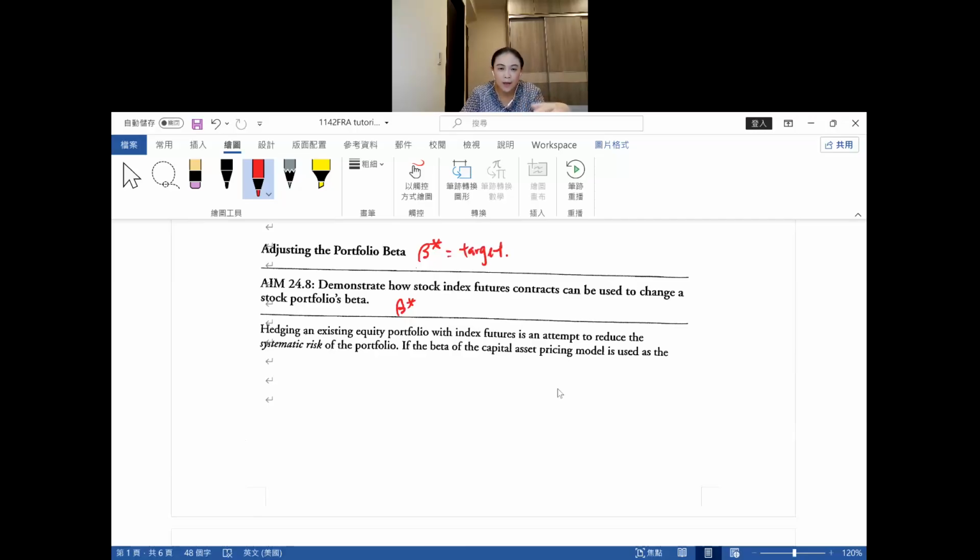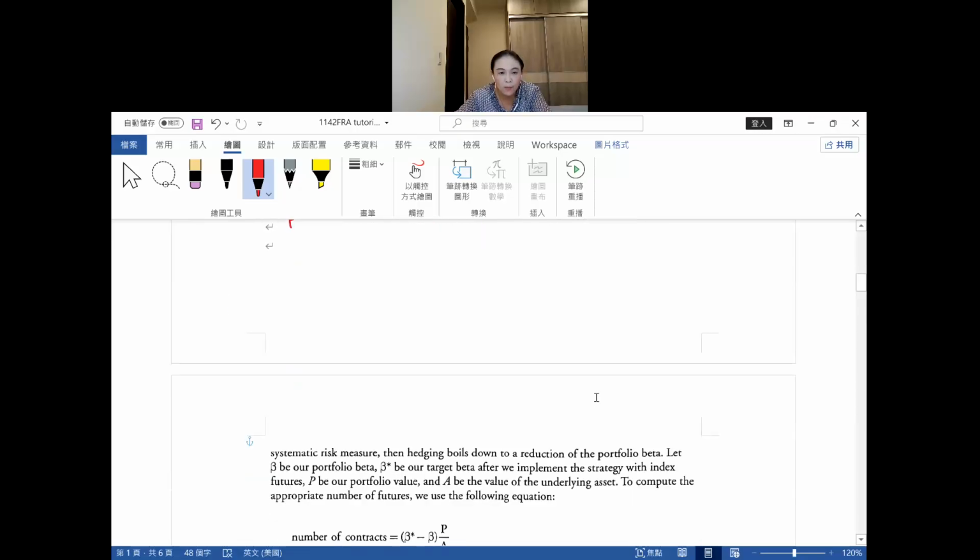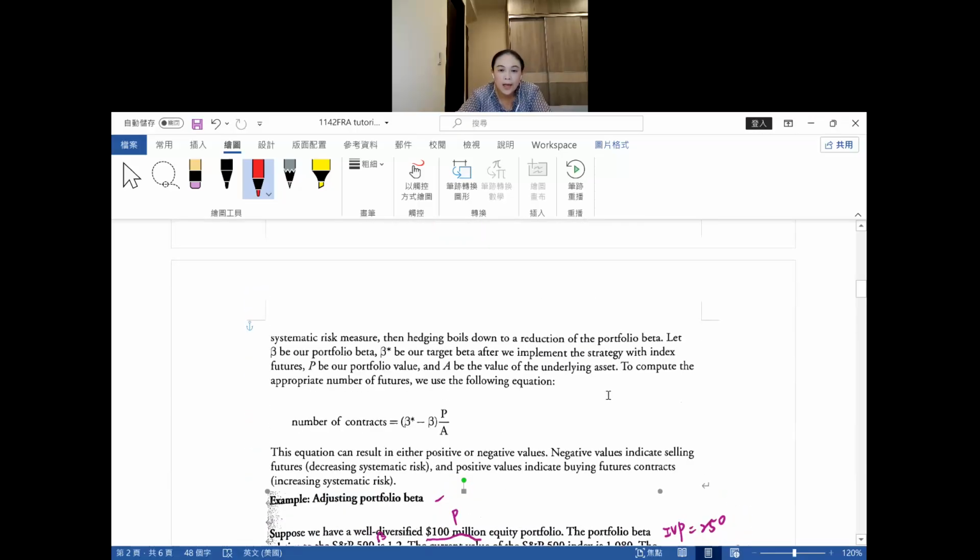So to go from the old beta to the target beta, how many contracts should we go long or short? Taking a look at the definition, hedging an existing equity portfolio with index futures is an attempt to reduce the systematic risk. This systematic risk is referring to beta. If the beta of the capital asset pricing model is used, which we use to compute the systematic risk, then the hedging boils down to the reduction of portfolio beta.